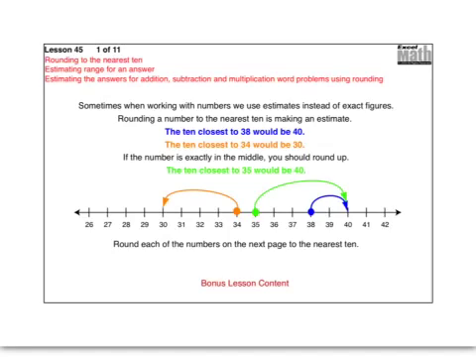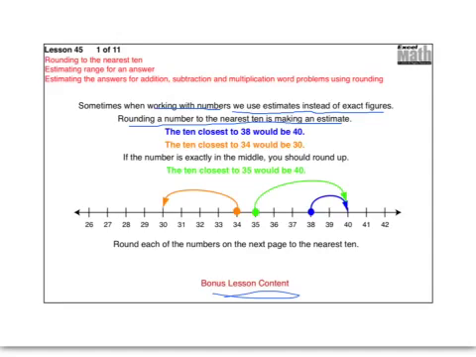Sometimes when working with numbers, we're reading right here. This is bonus content, by the way. See down here? Bonus lesson content. This is not on your page. You're just going to watch this and pay attention so you can learn how to do some rounding. We use estimates instead of exact figures. Rounding a number to the nearest 10 is making an estimate.